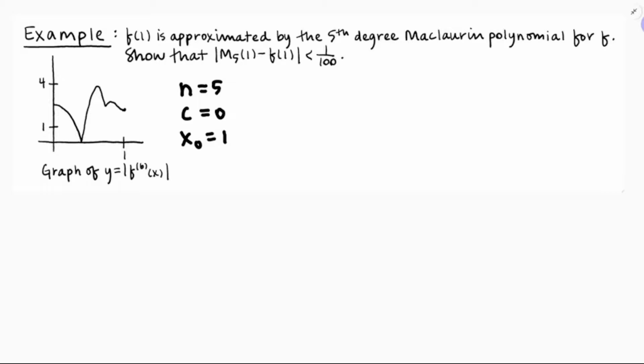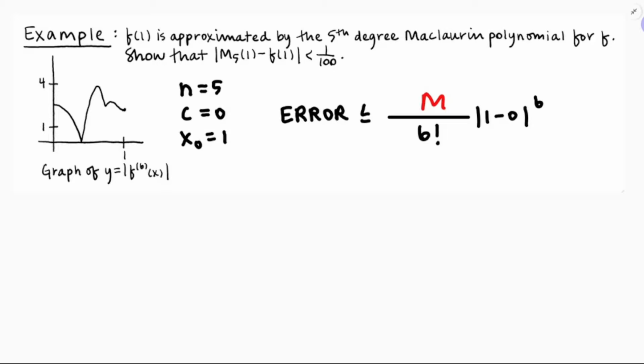M5 of 1 is the approximation that we would get if we plugged in x equals 1 to that 5th degree Maclaurin polynomial. What we're doing is using the Lagrange error bound to show that error is less than or equal to a fraction. In the denominator, I've got the next factorial, absolute value of 1 minus 0 to the next power, that'll be the 6th power, and then we're going to have some M up there, where M is the maximum possible absolute value of the 6th derivative over the interval 0 to 1.